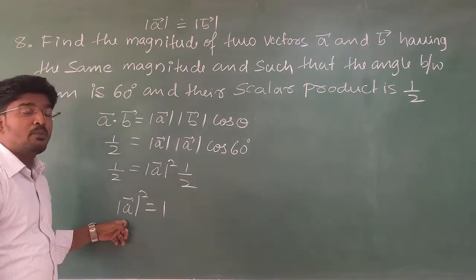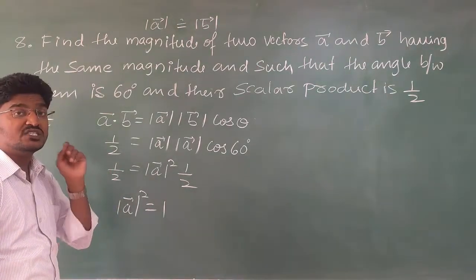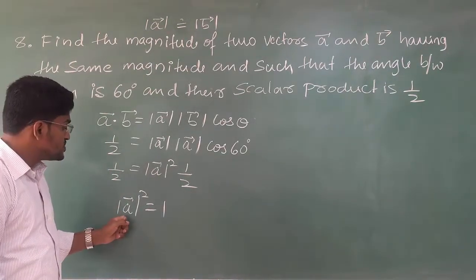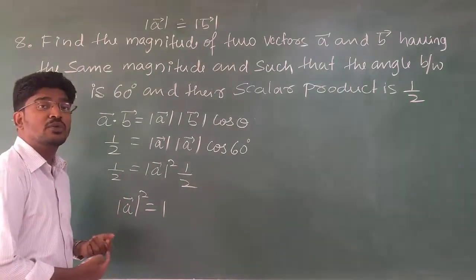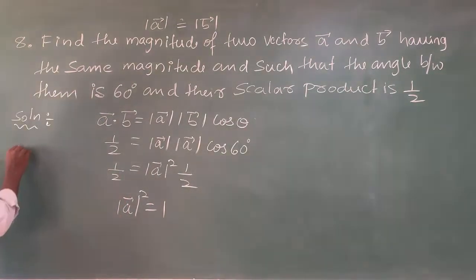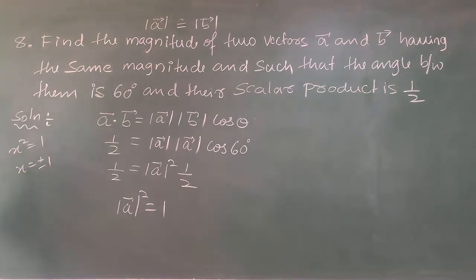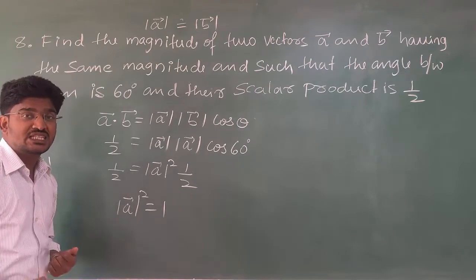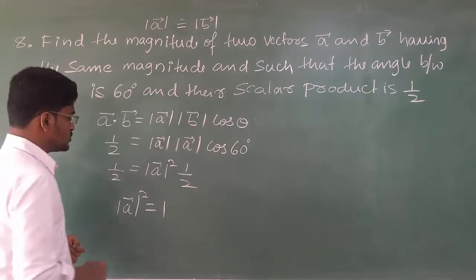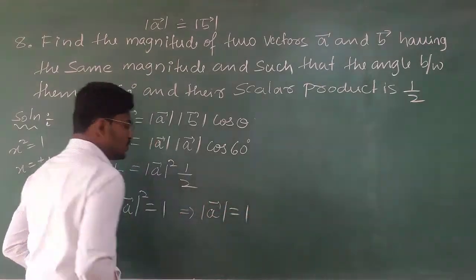So here magnitude means always positive. Mod means always positive. Clear? So if this is mod, you are going to have only the positive term, no negative term, because as you all know, x square is equal to 1 means x is equal to plus or minus 1. But in this case, it will not be plus or minus 1 because this is magnitude. Magnitude means what? Length. So length cannot be negative. So that's why it implies magnitude of A is equal to 1.